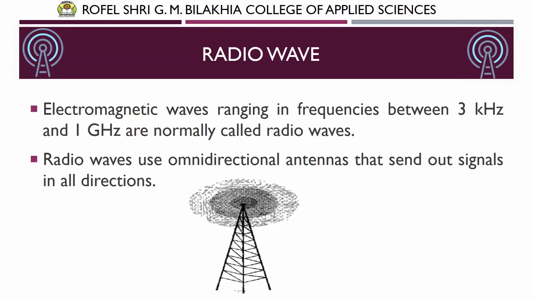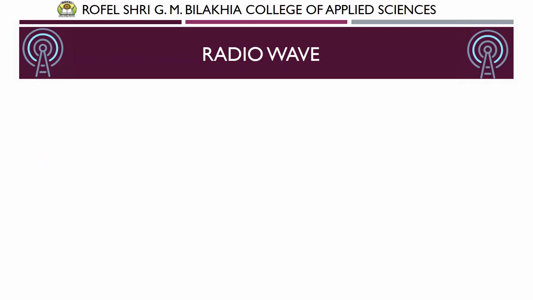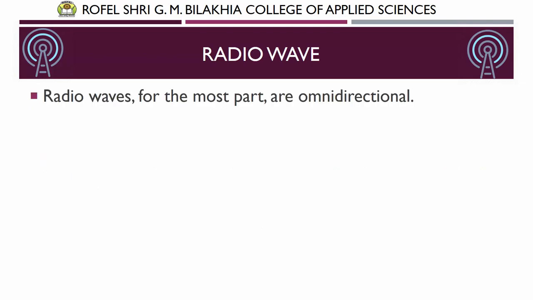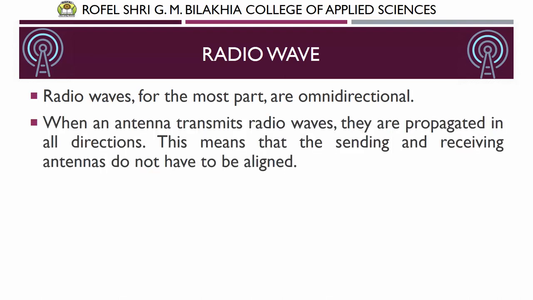Based on the wavelength, strength and the purpose of the transmission, we can have several types of antenna. Like here I mention the omnidirectional antenna. In that, signals spread in all directions and some device is used to catch that signal, right? Now, radio waves for most of the part are omnidirectional. When an antenna transmits radio waves, they are propagated in all directions. And this means that the sending and receiving antennas do not have to be aligned, right?